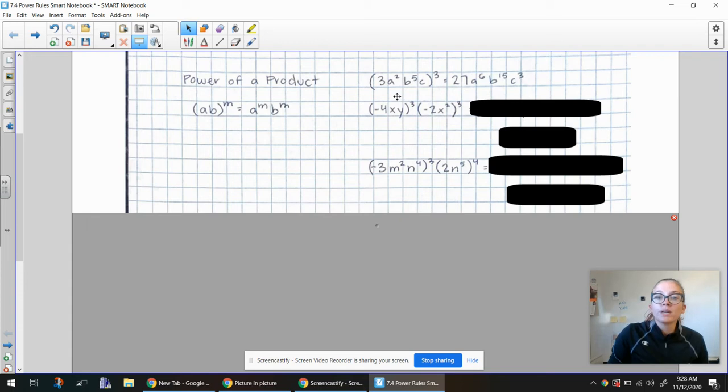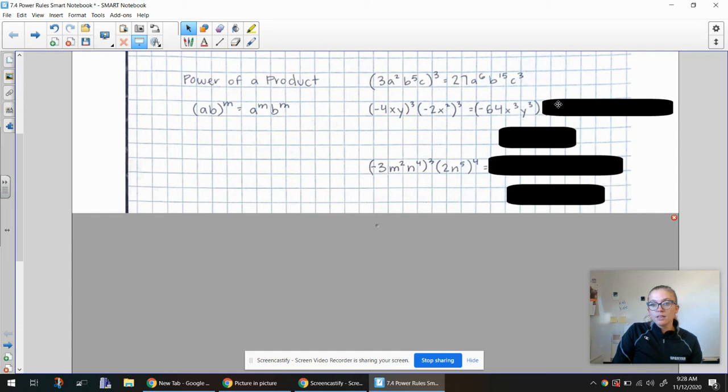Next, we're going to evaluate negative 4xy, to the third, times negative 2x squared, to the third. In this example, we are going to do power of a product to each individual expression, and then we'll multiply the expressions together. So negative 4 to the third power is negative 64. X to the third power is x to the 3. Y to the third power is y to the 3.